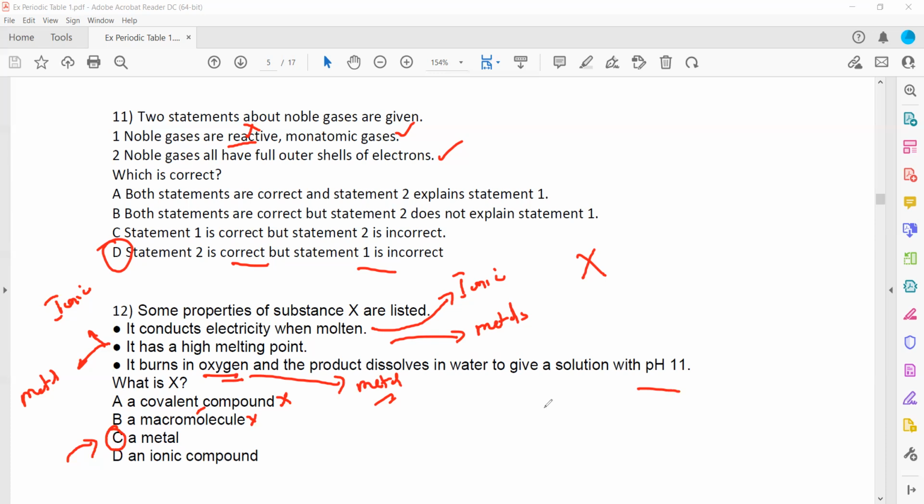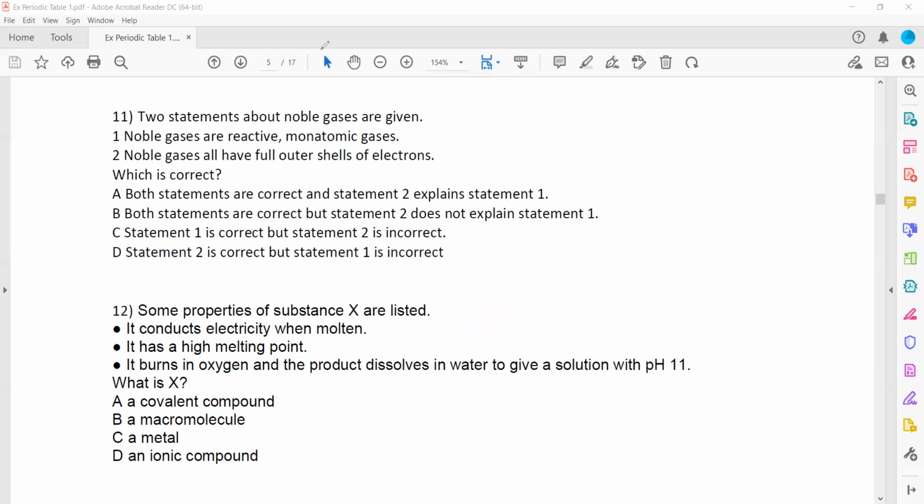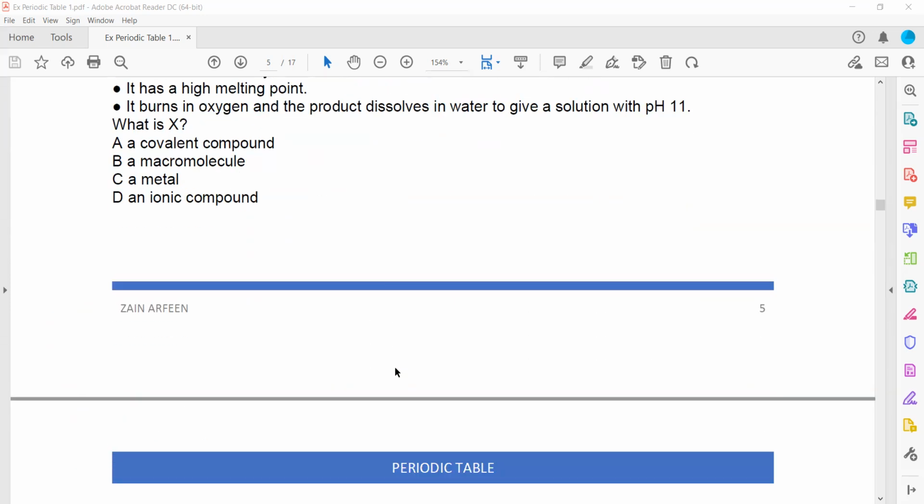What does it mean? For example, if any metal is there, say sodium or magnesium, it reacts with oxygen to give magnesium oxide, and that magnesium oxide dissolves in water to give magnesium hydroxide, which makes the solution alkaline. So C is the right answer because an ionic compound does not burn in oxygen. Only a metal can react or burn in oxygen.